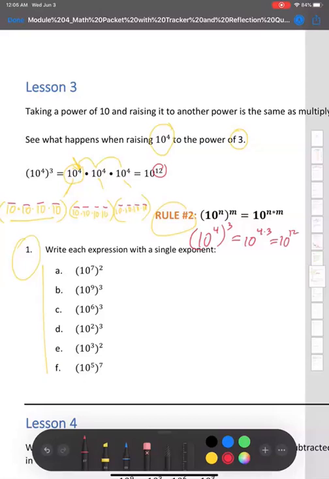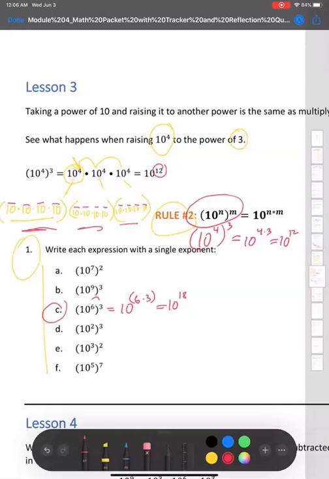Right, and so let's do one example here. Let's do C. 10 to the 6th power to the 3rd power. So let's remember our rule. 10 to the 6th power to the 3rd power is 10 to the 6 times 3, which is 10 to the 18th power. Now you can go ahead and break it down and make it look like this if you want to.